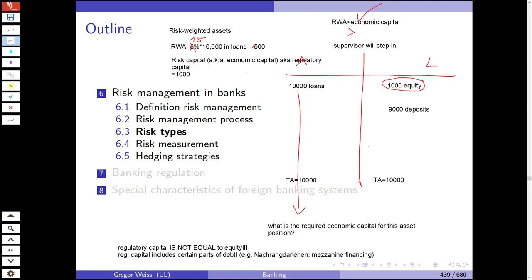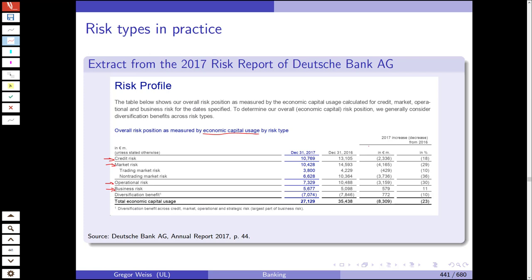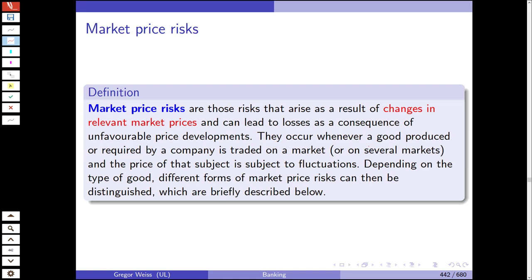So as you can see from the risk profile, risk exposure is often measured by the economic capital usage, and it is tradition since Basel II, I'll come back to this later, to distinguish credit risk, market risk and op risk, these three types of risk. We'll start with market price risk. Market price risk, or just market risk, is the risk type that arises as a result of changes in relevant market prices and can thus lead to losses as a consequence of unfavorable price developments.